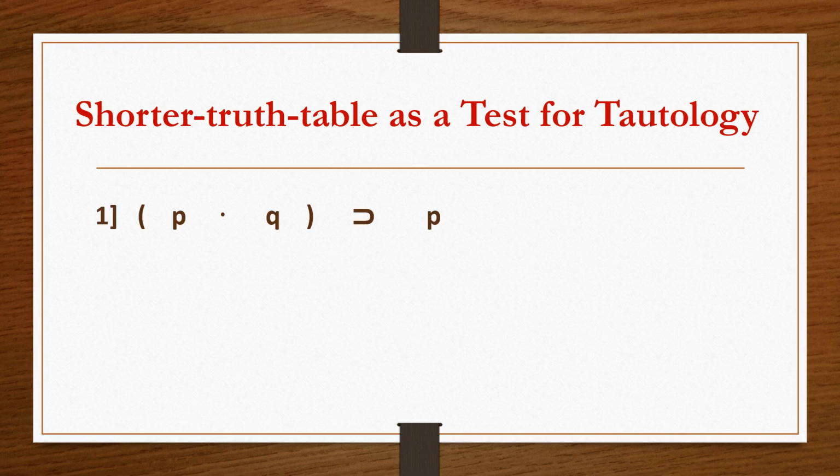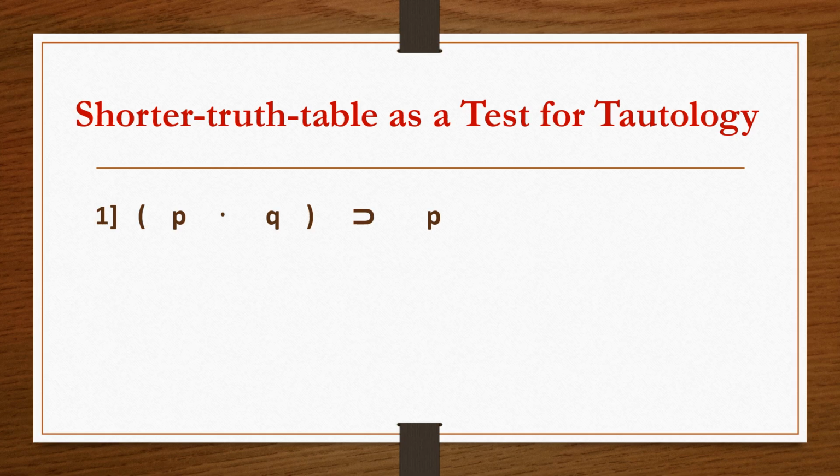The given statement is P and Q, then P. Let us see how to construct. What is the main connective here? The main connective is horseshoe. So it's an implicative statement. And we already know what tautology means. Tautology means always true below the main connective in all the rows.